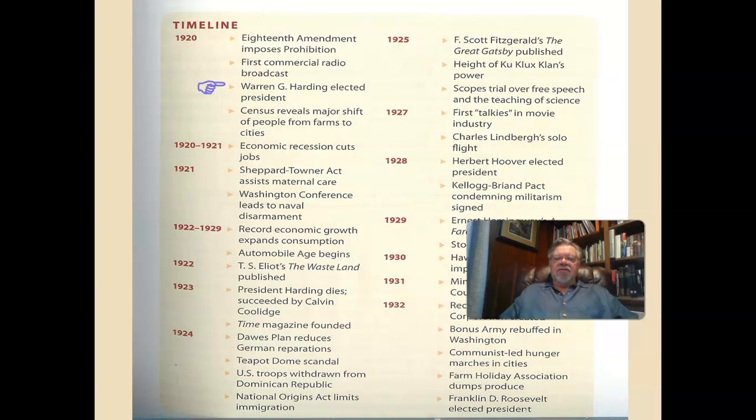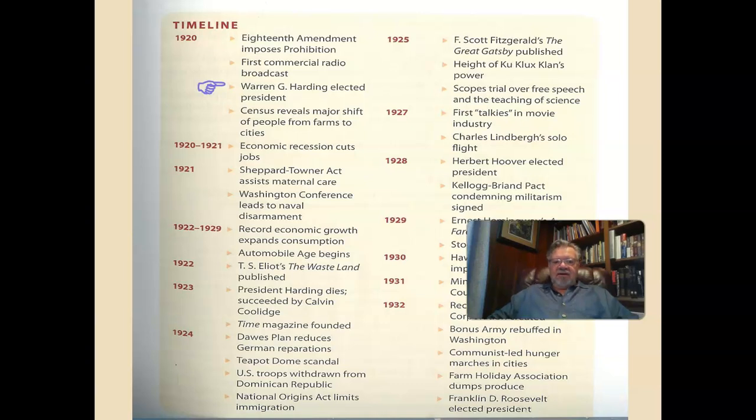In 1923, President Harding died, succeeded by Calvin Coolidge, who was his vice president. Coolidge had been governor of Massachusetts. There's a famous anecdote about Coolidge. He was known as a man of few words, and at a state dinner, a lady seated next to him said, "President Coolidge, someone made a bet with me that I couldn't get you to say more than 2 words." And Calvin Coolidge looked at her coolly and said, "You lose."